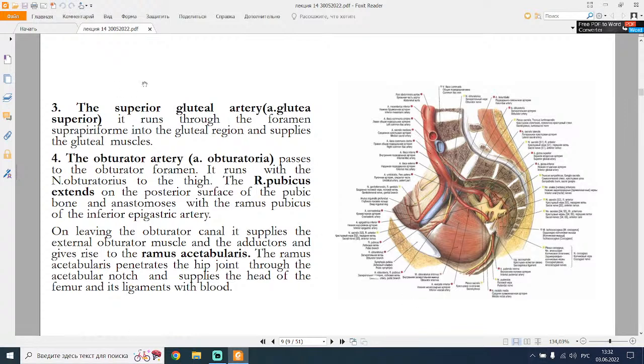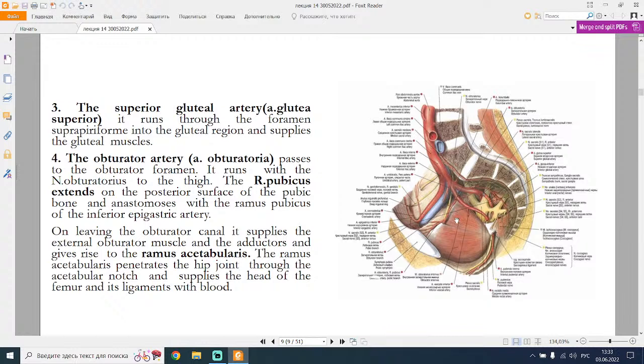Next artery, arteria glutealis superior. It runs through the foramen suprapiriforme into the gluteal region and supplies the gluteal muscles.